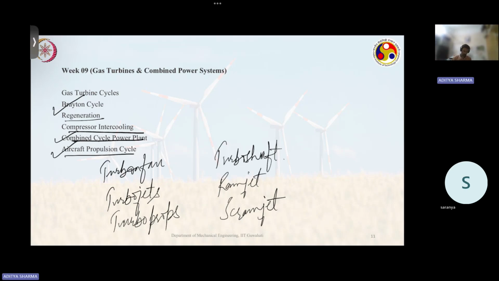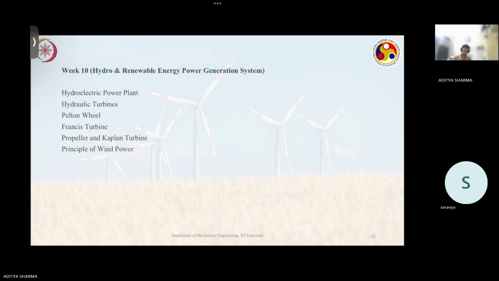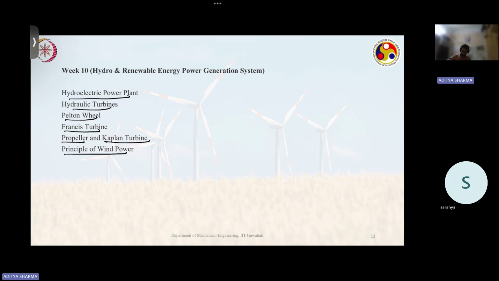So this is about your week 9, gas turbines and combined power systems. Then weeks 10 to 12 are on your renewable energy sources and then energy storage. So hydroelectric power plant, hydraulic turbines like Pelton turbine, Francis turbine, propeller and Kaplan turbine. Then wind energy has been discussed.